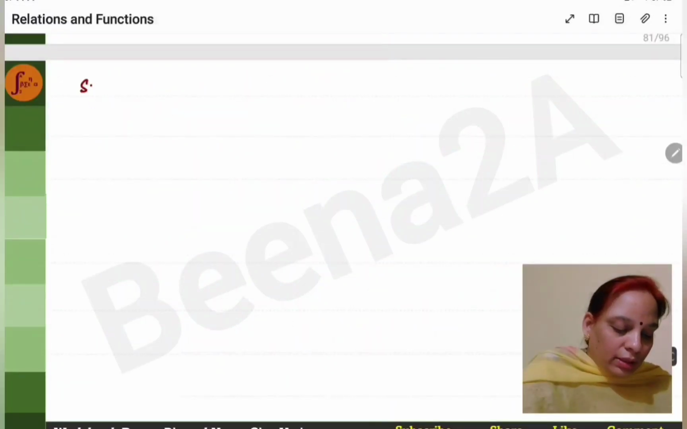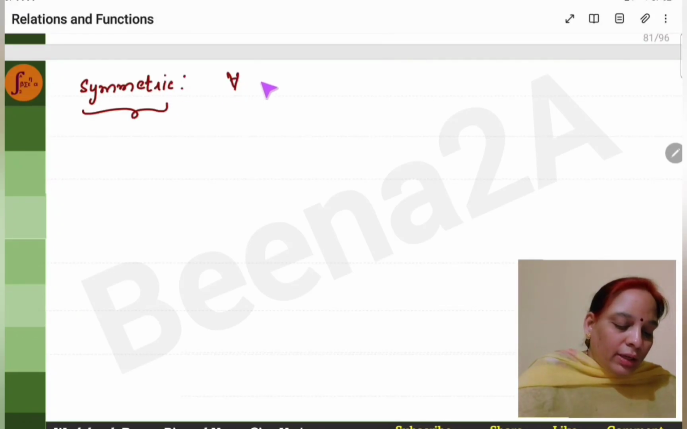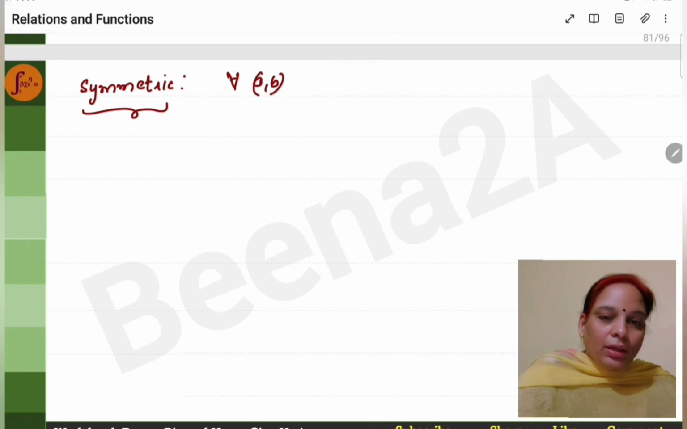Now let's take symmetric. What is the condition? For every pair (A, B) that belongs to R, (B, A) should also belong to R. This is the condition.